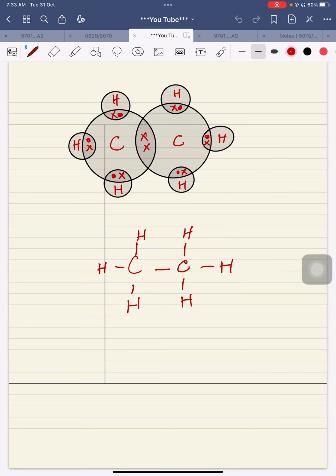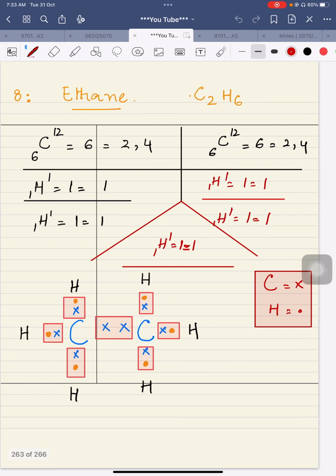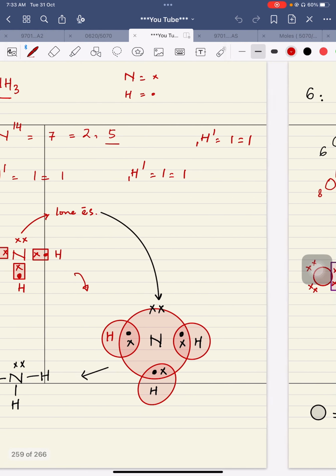Hey guys, welcome back to covalent bonding. In the previous lecture, we practiced a few of the covalently bonded structures. One of them was, let me go back.